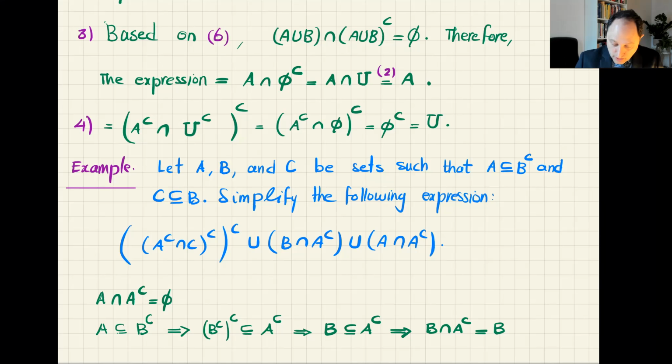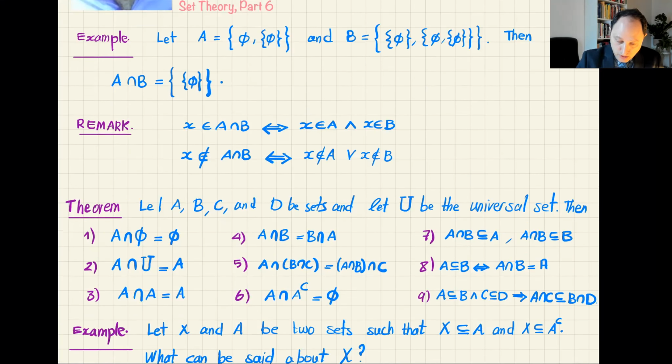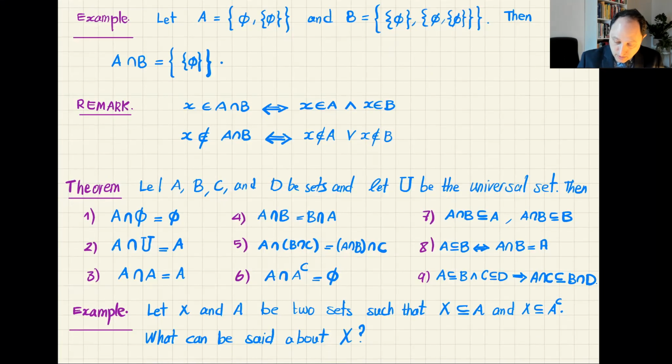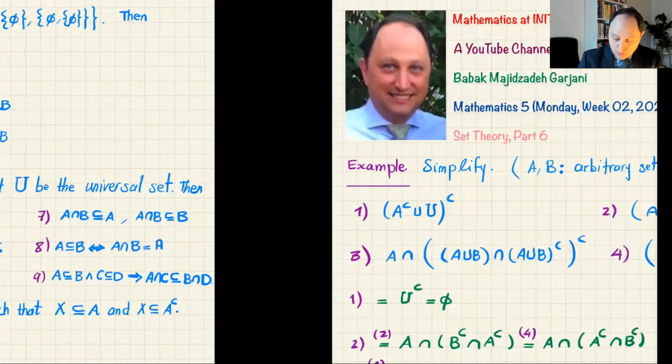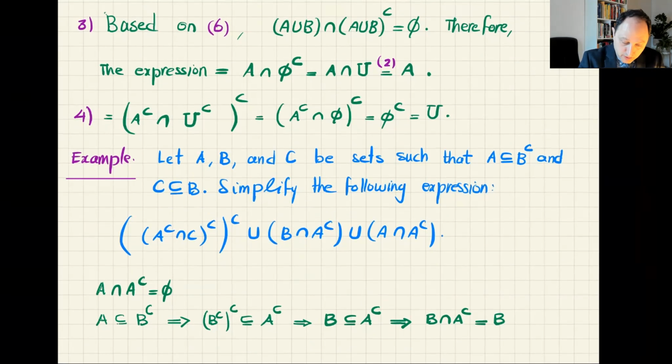So let me just write which one I have used. If I go to the previous page, I am using this part: if I have two sets, one is a subset of the other one, and I intersect these two sets, the answer is the smaller one. So that's number 8. Yes, I go back now. So here I would write number 8 on top of this.